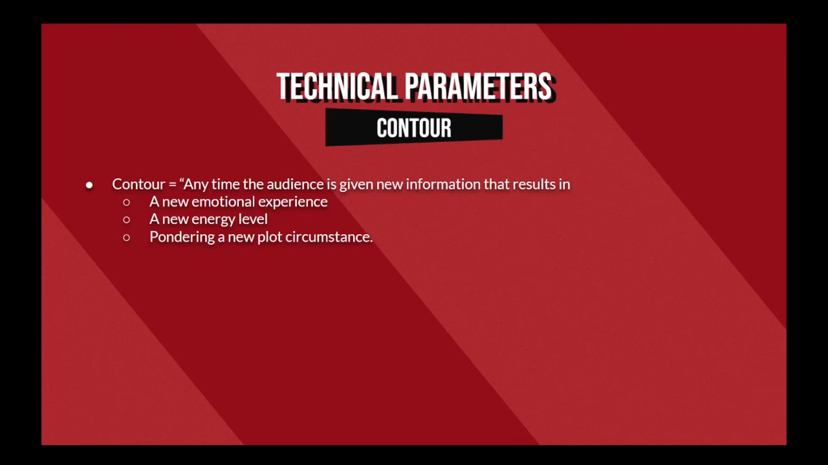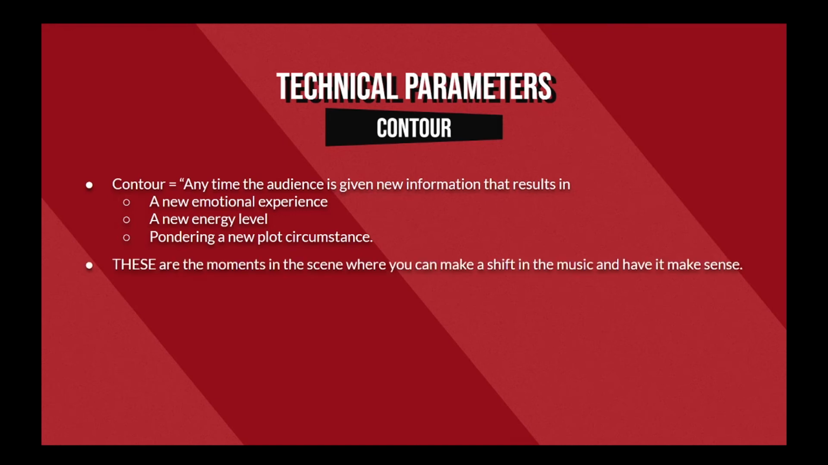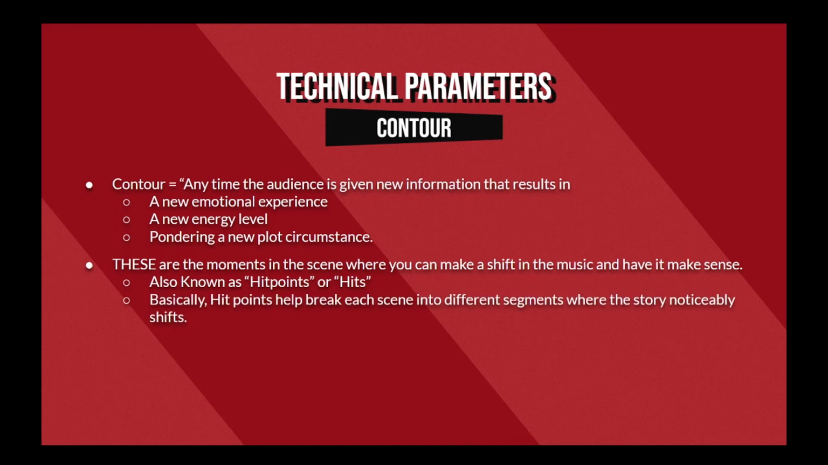These shifts in contour are important because these are the moments in the scene where you can make a shift in your music that makes sense. These moments where a shift in contour is matched by a shift in the music are called hit points, or hits for short. In other words, hit points basically break each scene into different segments where the story noticeably shifts.